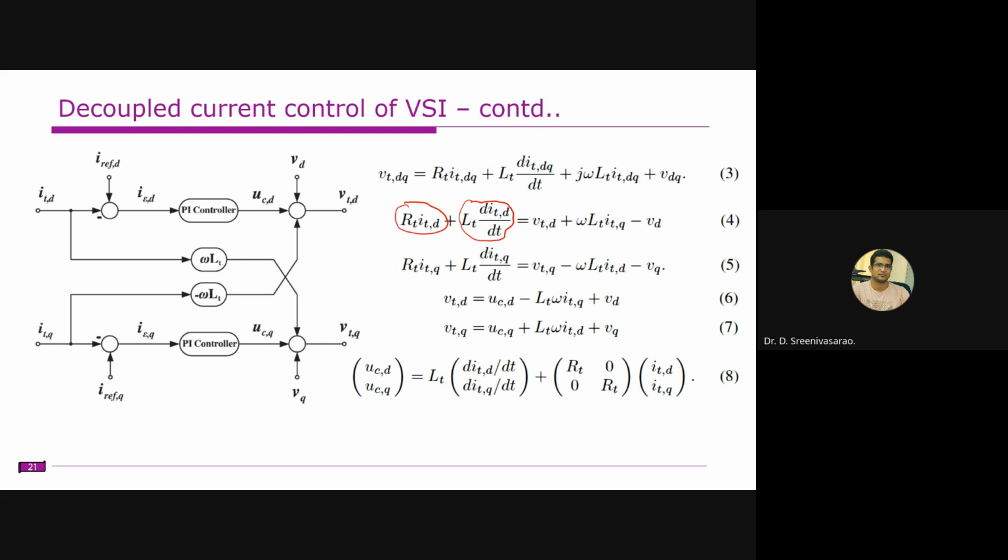For that, what we can assume is, if you read the equations, this is the voltage drop, right? So we assume that this voltage drop is equal to some UCD. Here also, this voltage drop is equal to UCD. All right, so the rest of the things are the same. You are interested in this VTD, the inverter voltages in the DQ frame. So we are interested in these two parameters.